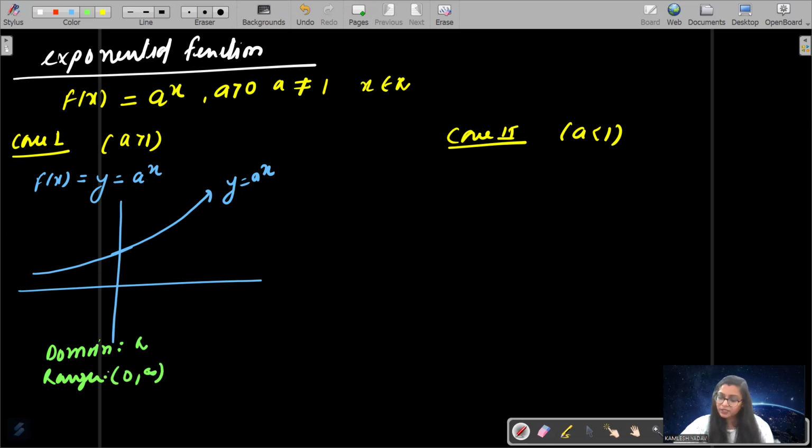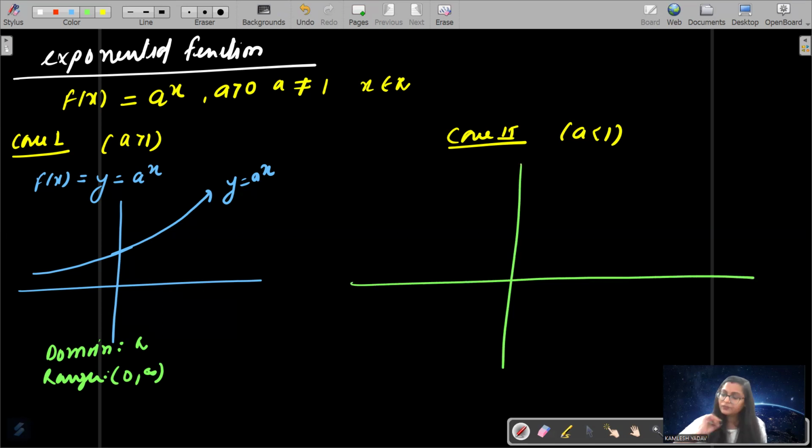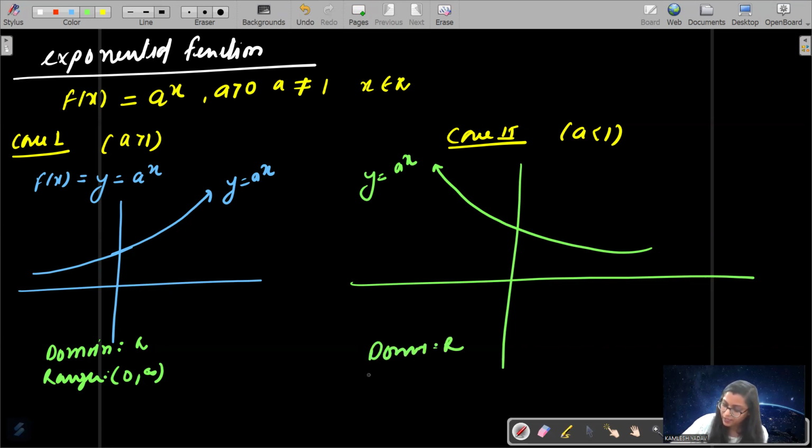Then what about case two, when a is less than 1? When a is less than 1, the diagram looks like this. This is the graph of y equal to a to the power x, where a is less than 1. Same thing, we see the domain is R, and the range is again 0 to infinity. So this is the graph of the exponential function and its domain and range.